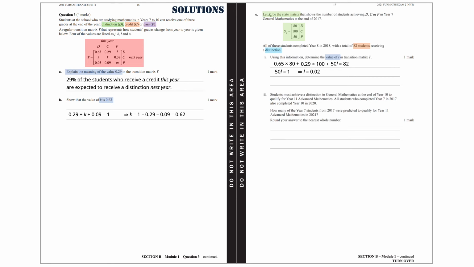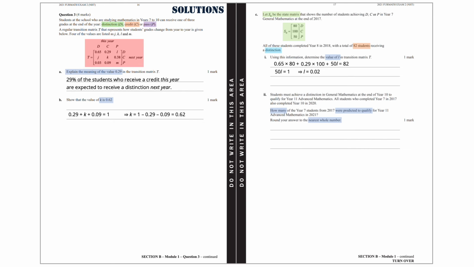Part 2I. Students must achieve a distinction in general mathematics at the end of year 10 to qualify for year 11 advanced mathematics. All students who completed year 7 in 2017 also completed year 10 in 2020. How many of the year 7 students from 2017 were predicted to qualify for year 11 advanced mathematics in 2021? Round your answer to the nearest whole number.